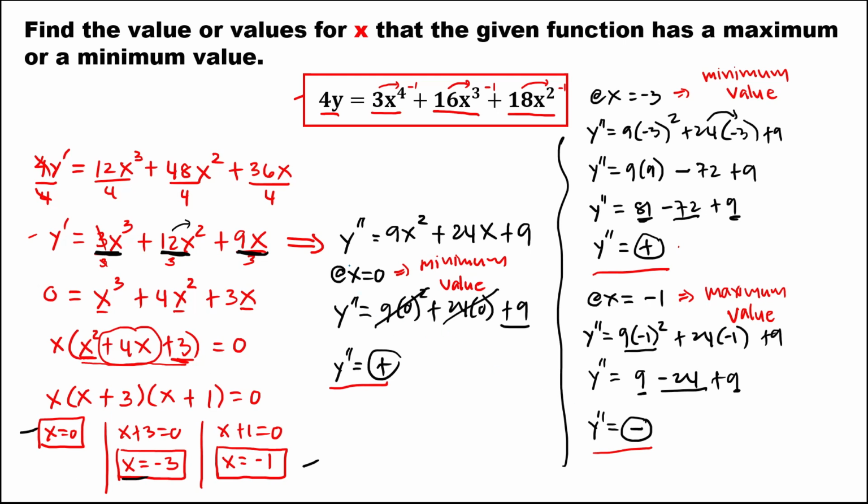So therefore, x equals 0 is the minimum value, and x equals negative 3 is also the minimum value, and x equals negative 1 is the maximum value.